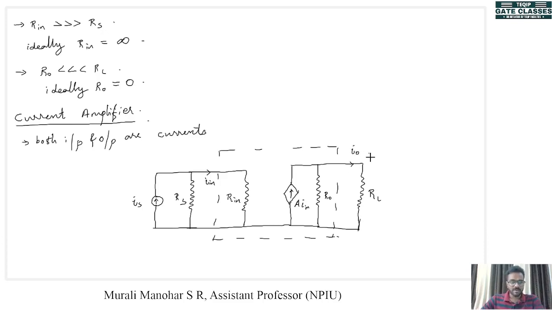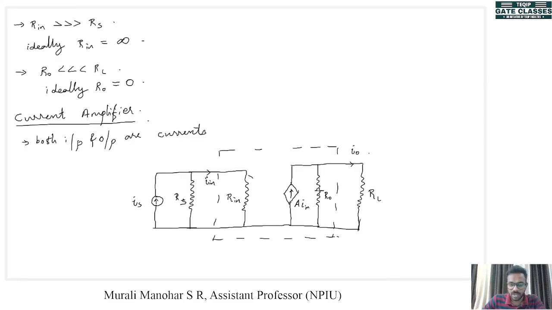Now what will be the condition for Rin and Rs? Rin must have a very small value compared to Rs. The reason is most of Is must be flowing into Rin, that is most of Is must be flowing as I in. So Rs must have a very large value compared to Rin. Our area of interest is amplifier, so we can say that Rin must have a very small value compared to Rs, or Rin ideal will be equal to 0.